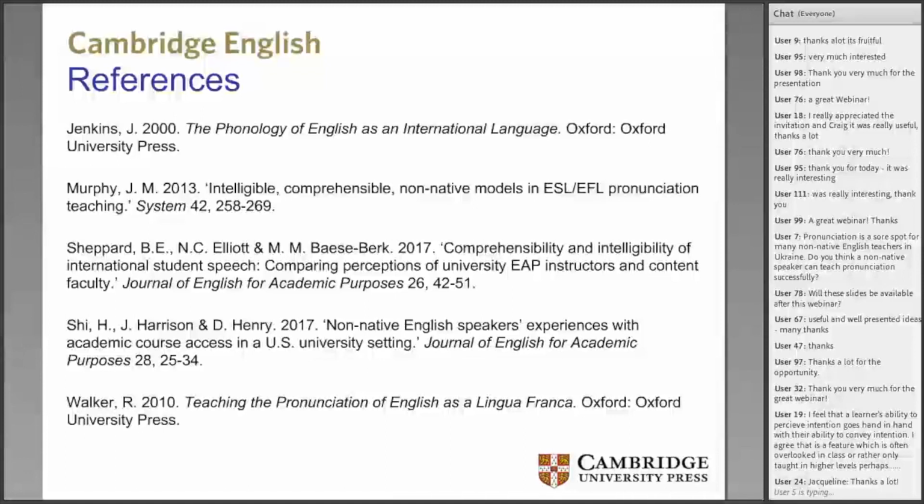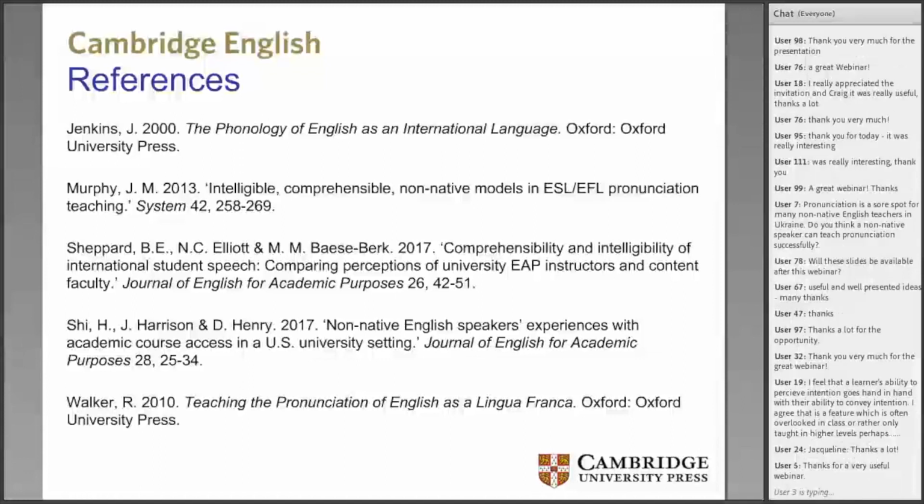And maybe of particular interest are the two, the Shepherd and the She studies, from the Journal of English for Academic Purposes. I found them very interesting to read. This idea of tracking what happens to our EAP learners when they actually go on to EAP programs and what their oral communication needs are. Okay, so let's move on to maybe looking at some questions.